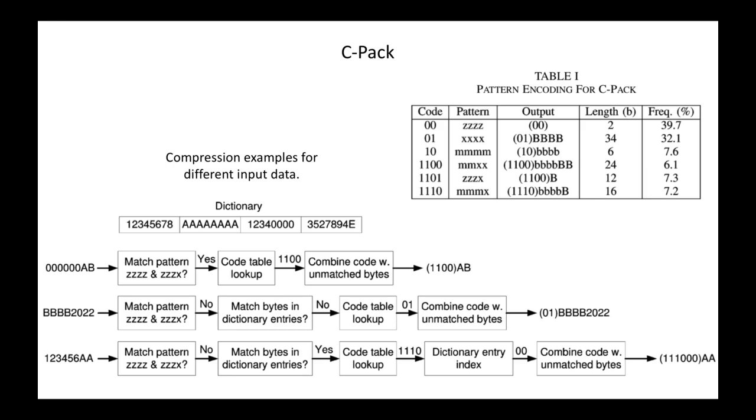If the input does not match the pattern ZZZ and ZZX, we then look to see if it matches the bytes in dictionary entries. If no, we look up the code table and combine the code with our matched bytes. If yes, we look at the code table, look at the dictionary entry index, and combine the code with our matched bytes. And this is how CPAC works.